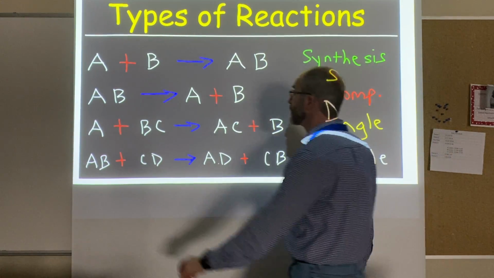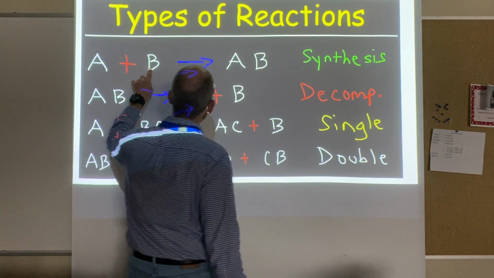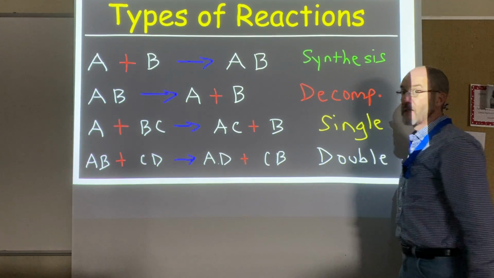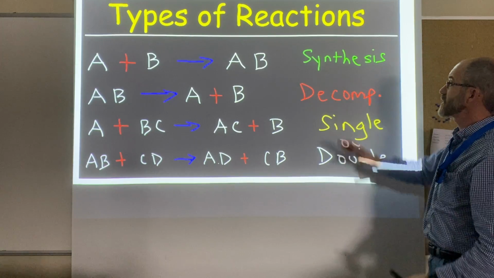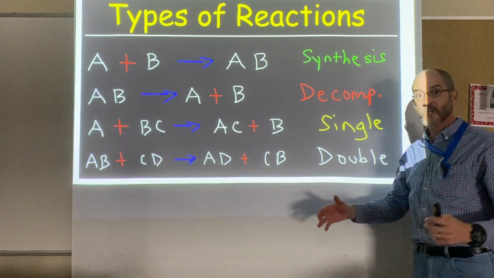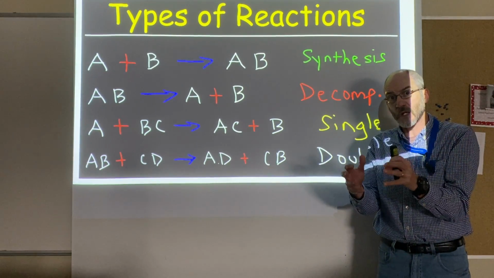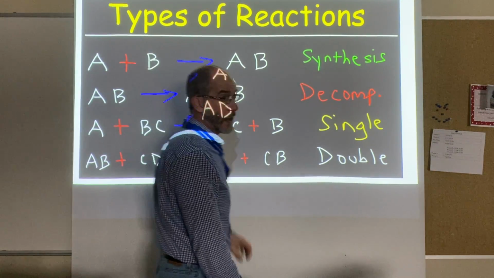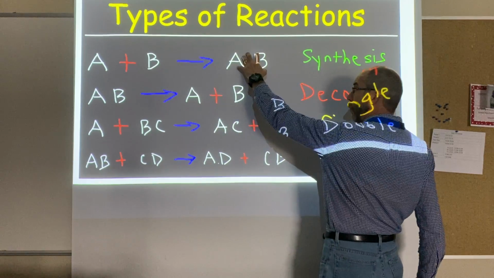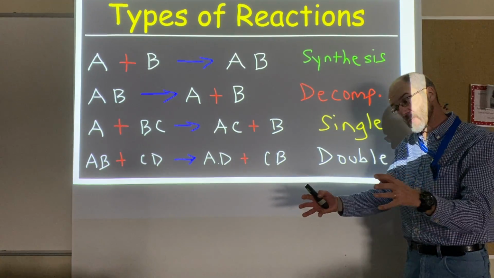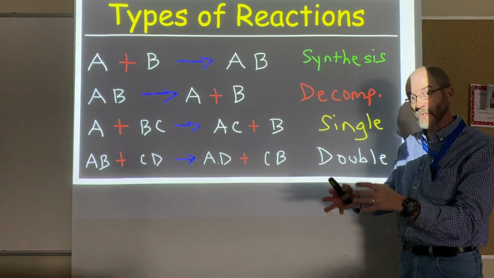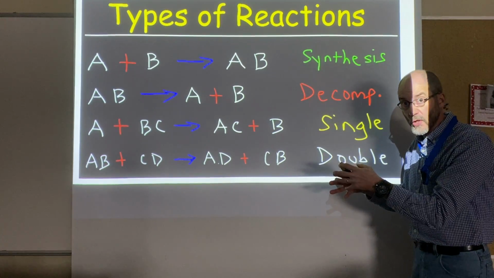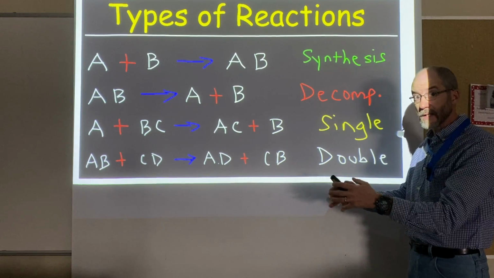So here we go. If I have A plus B and that yields or gives me AB, then I can tell that that has to be a synthesis, because synthesis in this case means to put together. So I went from a couple of reactants to one product. So obviously I had a synthesis reaction, or a combination. They are combining.